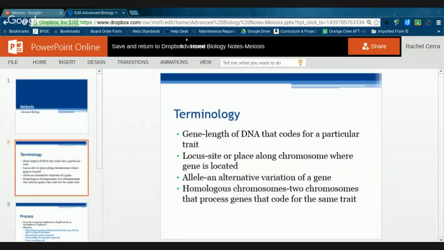The next word that I don't believe we've talked about is called a locus. That's singular. Loci would be plural. This is a place along the chromosome where the gene is actually located. So it's the actual location.